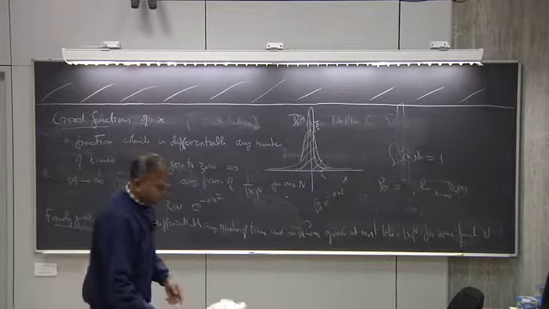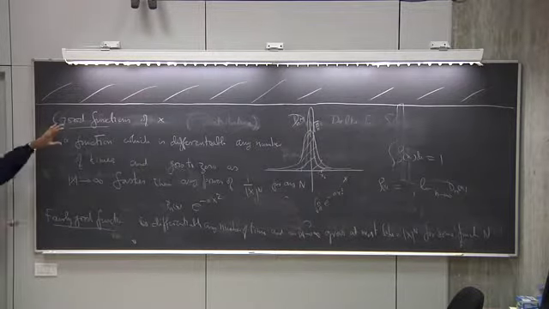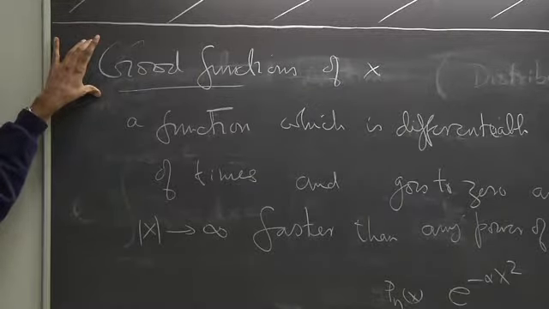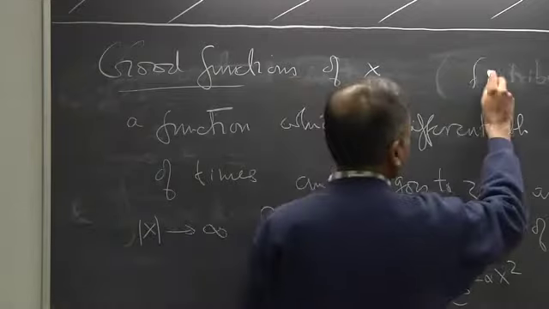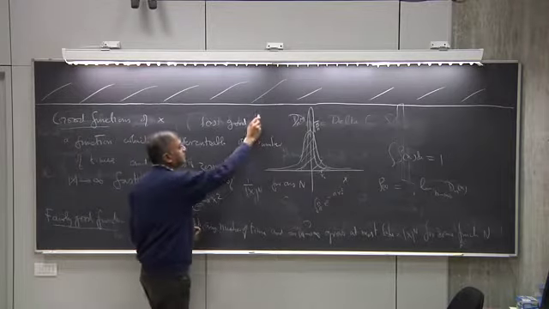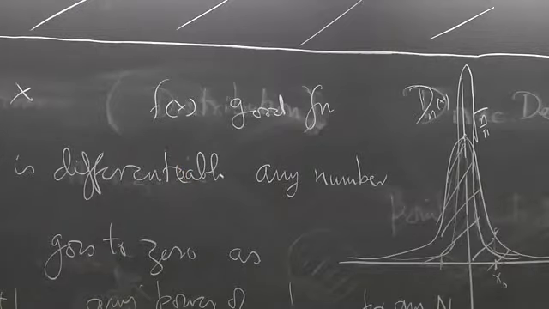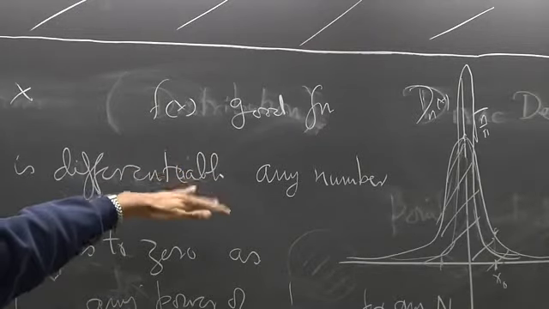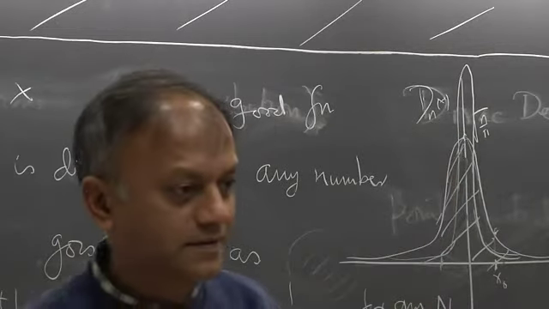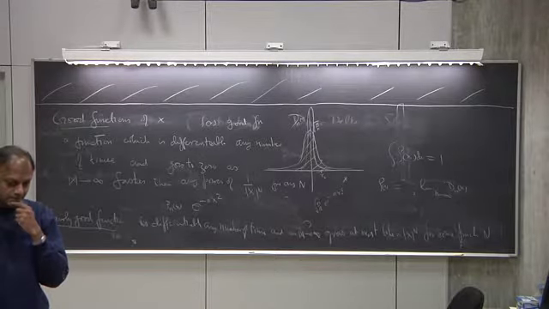There are some nice things you can say about this. One can show, which we will come to later, that if you take a Fourier transform of a good function, suppose some function f of x, which is a good function, then the Fourier transform capital F(t) that you define from this is also a good function. So there are some very nice things that you can say about this good function, which we will need, in fact.